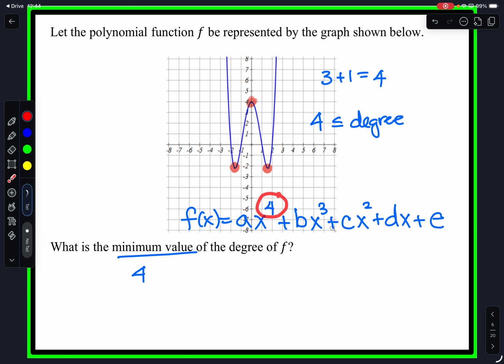But like I mentioned, at minimum it would have to be 4 because of the 3 turning points plus 1 more. We always add 1, and that would give you the minimum degree.